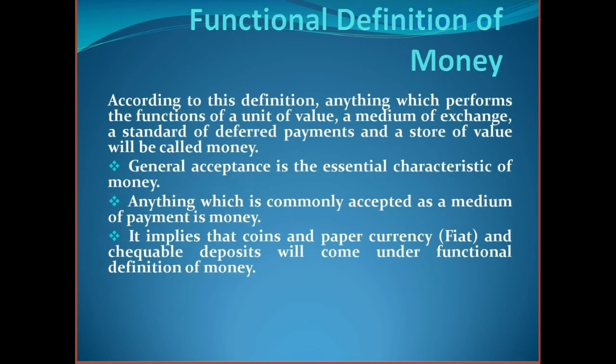Now we are moving to understand the second definition of money, that is functional definition of money. According to this definition, anything which performs the functions of a unit of value, a medium of exchange, a standard of deferred payment, and a store of value will be called money. General acceptance is the essential characteristic of money. Anything which is commonly accepted as a medium of payment is money. It implies that coins and paper money, fiat money, and checks and checkable deposits will come under functional definition of money.